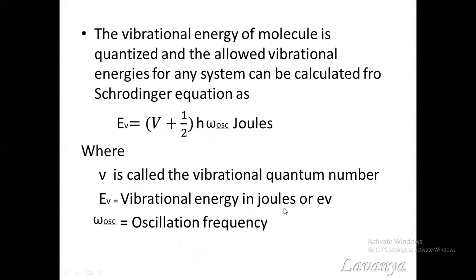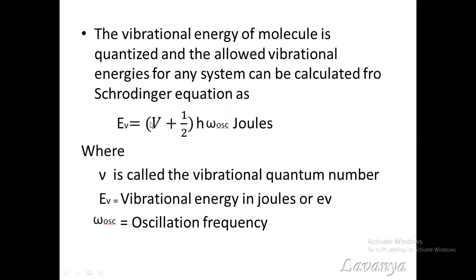The vibrational energy of a molecule is quantized, and the energy derived from the Schrodinger wave equation is given as EV is equal to V plus 1 by 2 h omega oscillation in joules. Please make a note. Here h is Planck's constant, omega oscillation is the oscillational frequency and V is the vibrational quantum number. This V value can be 0, 1, 2, 3 and so on.